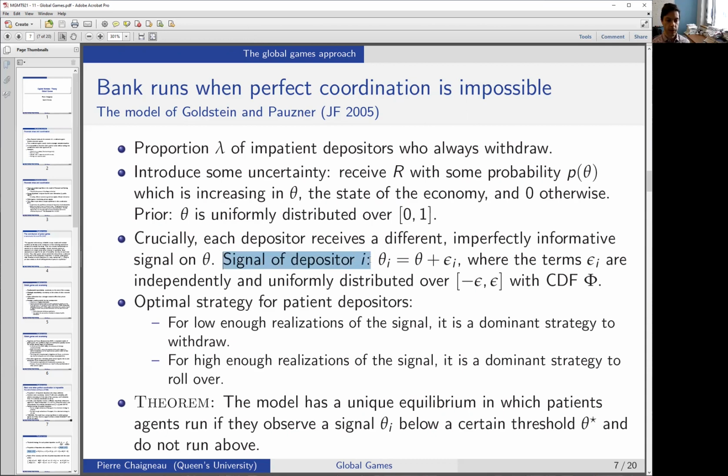So what is a signal received by a depositor i? So it's denoted by theta i. It's going to be centered on the realization theta of the state of the economy, but it's going to be a noisy version of theta, right? So there's this noise term epsilon i, which is uniformly distributed in this interval with this cumulative distribution function. Okay. And so each depositor is going to learn something about theta, but the larger epsilon is, the wider this interval is going to be. And so the less informative their signal is going to be.